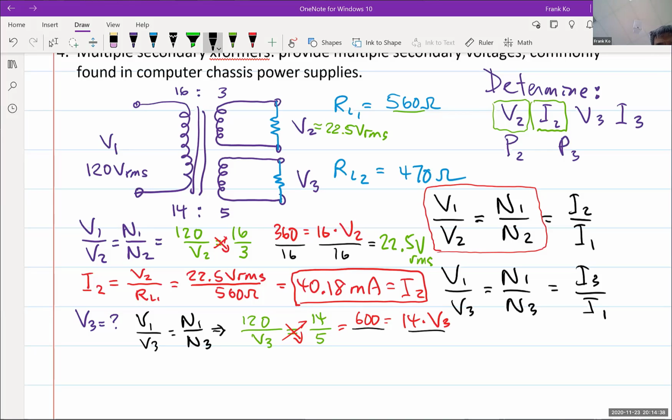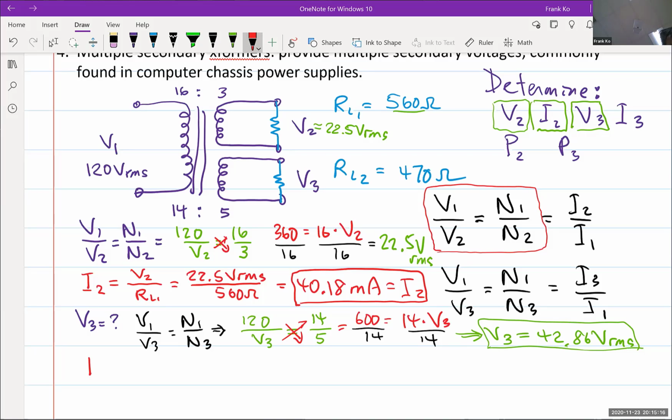by 14, my V3 works out to be what value? 42.86 volts. 42.86 volts RMS. Is everybody okay with that value? Okay, now we have solved for V3. Now let's go ahead and determine the current I3.